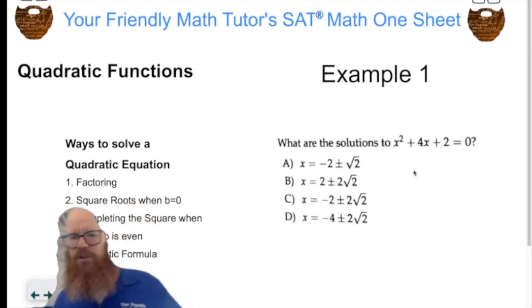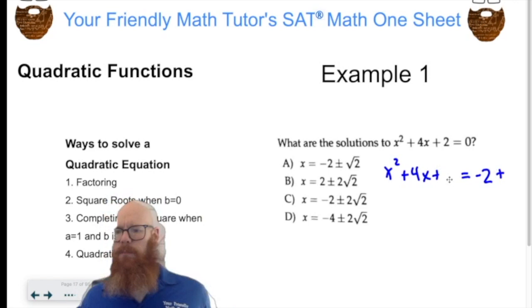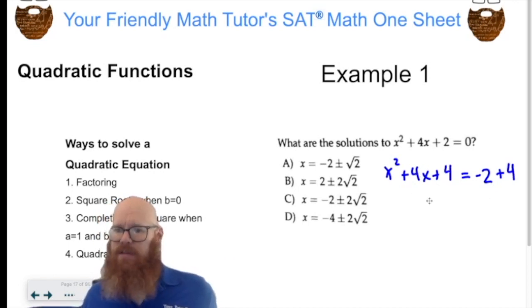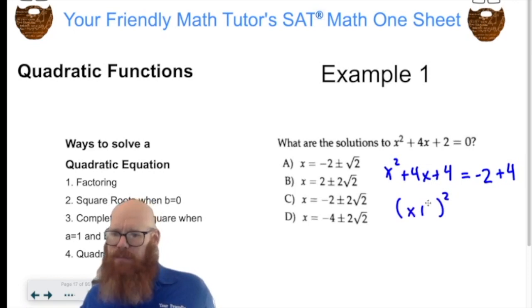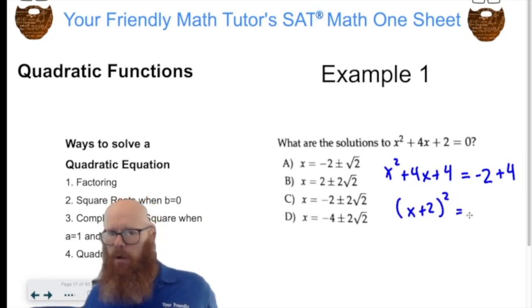So instead of using the quadratic formula, it'll actually be quicker to do the completing the square method, which means I will first move the 2 over to this side to get negative 2. And now I'm going to complete the square. The way I complete the square is I add half of b times itself, so half of b squared. Half of 4 is 2, 2 squared is 4, so I'm going to add 4 to each side to complete the square. The reason I complete the square is because x squared plus 4x plus 4 factors to x plus 2 squared. It'll be a perfect square if we complete the square appropriately.